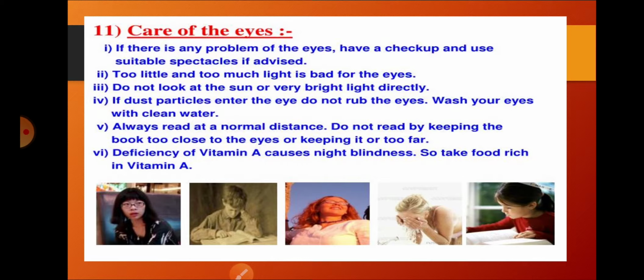Next, how do we take care of eyes? First of all, there are some points. You have to take care of your eyes because eyes are very important. First point is that if there is any problem with the eyes, you have to get a check-up and use suitable spectacles if advised. If there are any problems regarding your eyes, you have to check up and use suitable spectacles. And too little and too much light is bad for the eyes.